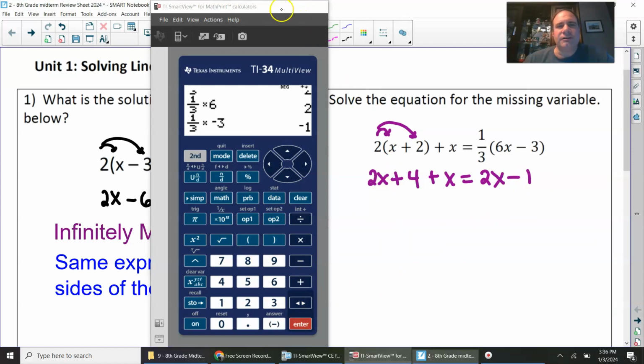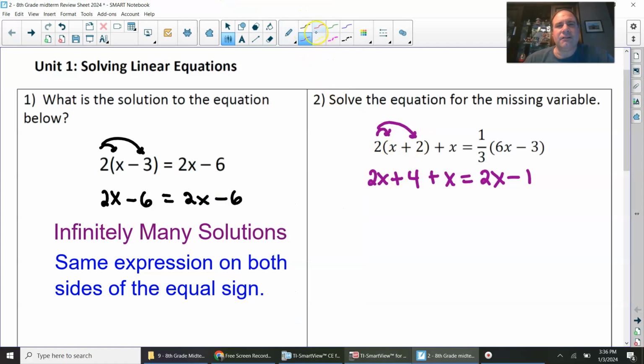And you're just taking a look at the left side of the equation here. There are 3 terms on that left side. That means you have to combine like terms. 2x plus 1x is 3x. Bring down the plus 4, equals 2x minus 1. And then you have variables on both sides. You have x's on both sides.